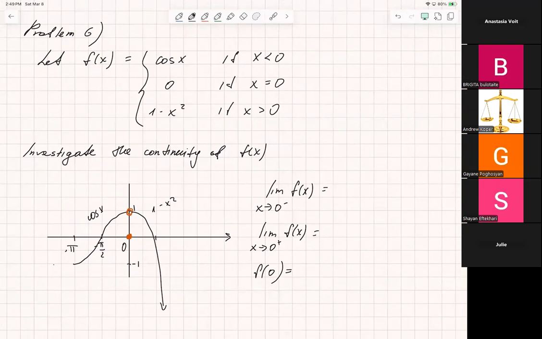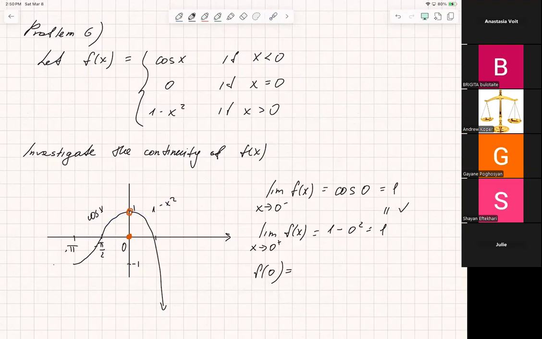So from the left side, we will be using this function, cosine. So we have cosine of 0, that's going to be 1. Now from the right side, we will be choosing this function, 1 minus x squared. So we would have 1 minus 0 squared, which is 1. So these two are fine. You can say that the limit exists. The limit is 1, and we see that from the left side we go to 1, and from the right side we go to 1, which is totally fine for the limit to exist.